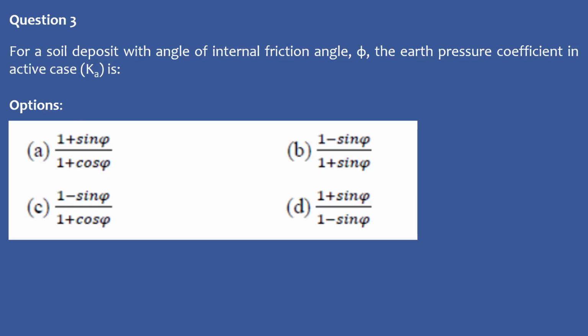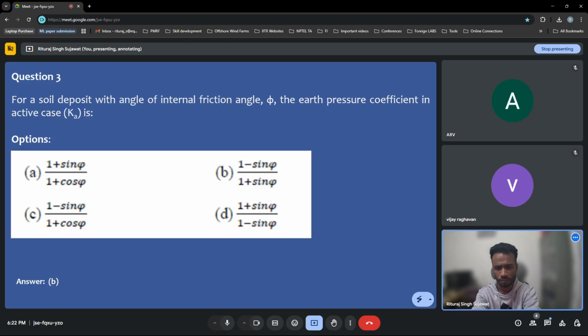Yeah, so the correct answer. Let's check, it's a straightforward question. The answer is option B, 1 minus sine phi upon 1 plus sine phi. Usually to account for the lateral active earth pressure, the coefficient we use depends on the internal friction angle, and from the earth pressure theories, it is taken into account through 1 minus sine phi upon 1 plus sine phi.